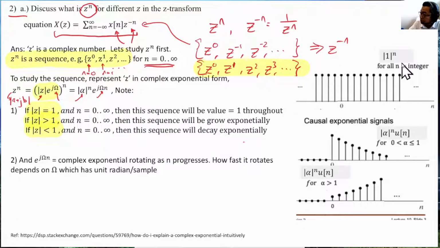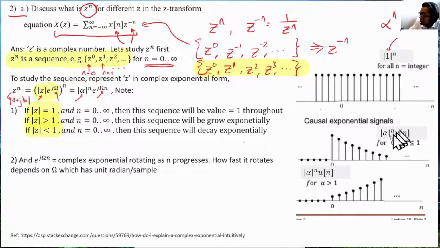Let us now see what happens for different magnitude. On the right hand side, you will see that if the magnitude of my z is 1, implying alpha to the power of n, but if alpha equals 1, alpha to the power of n remains as 1 throughout. So this is like all of the time, the sequence is only 1.